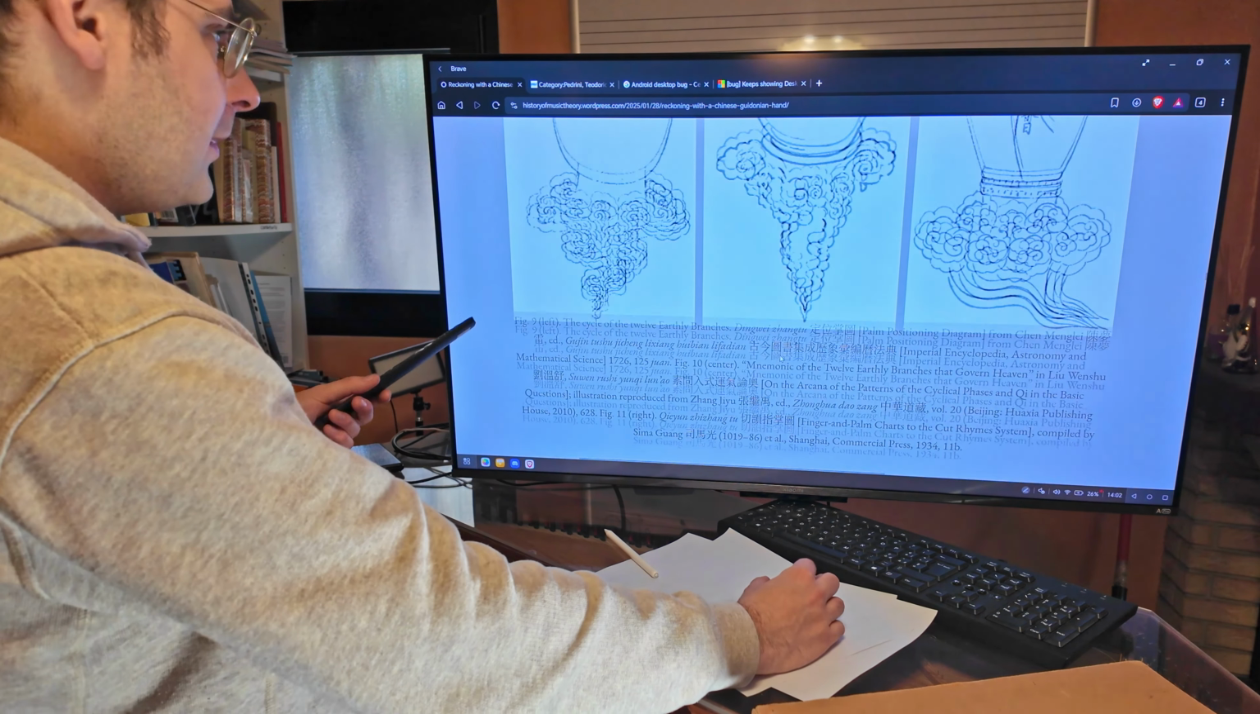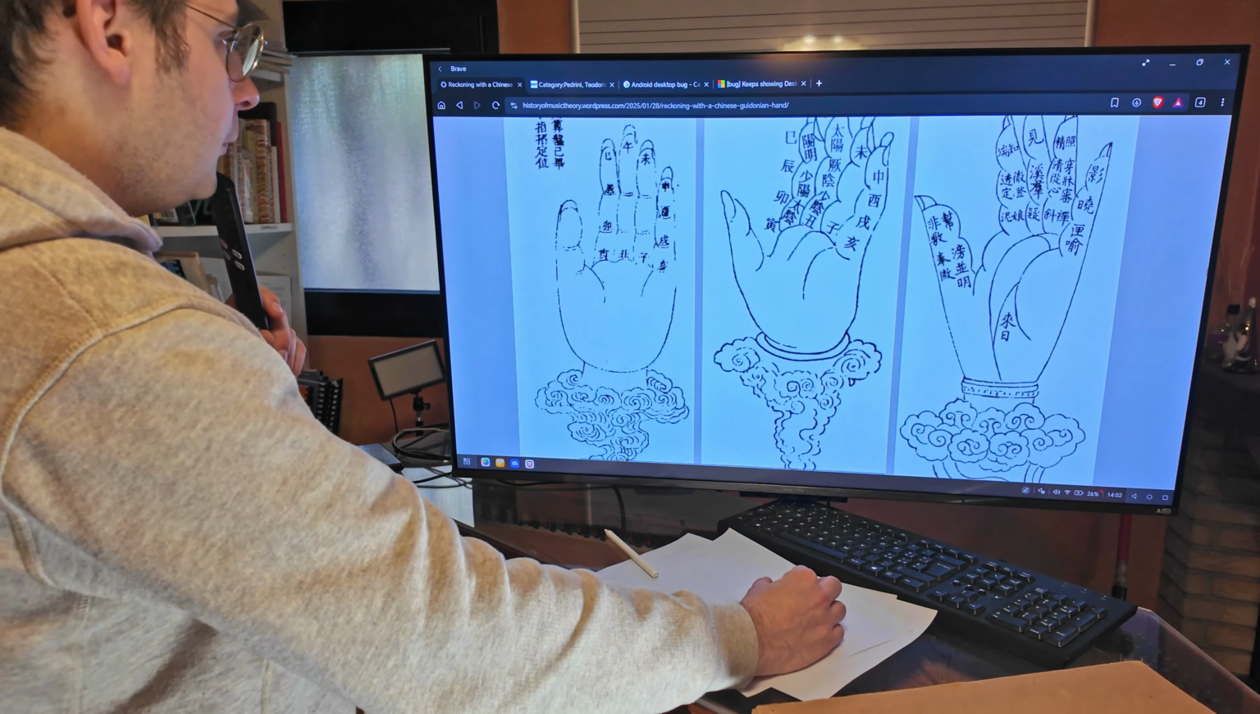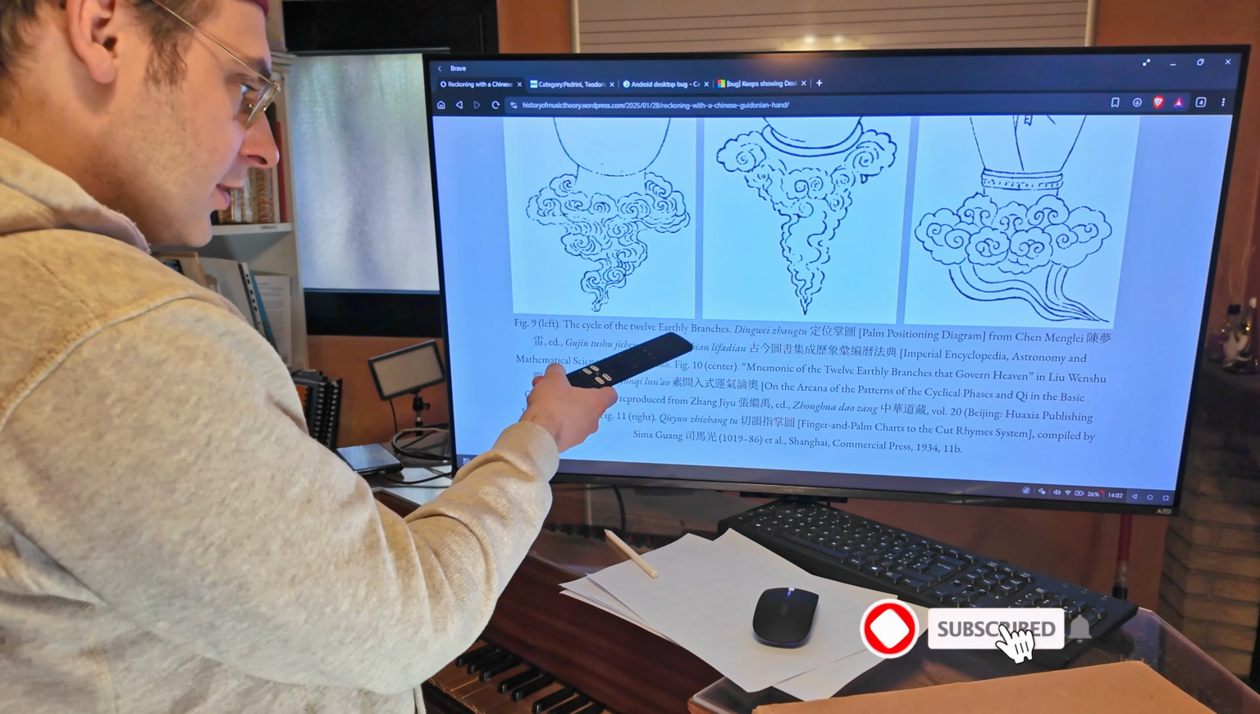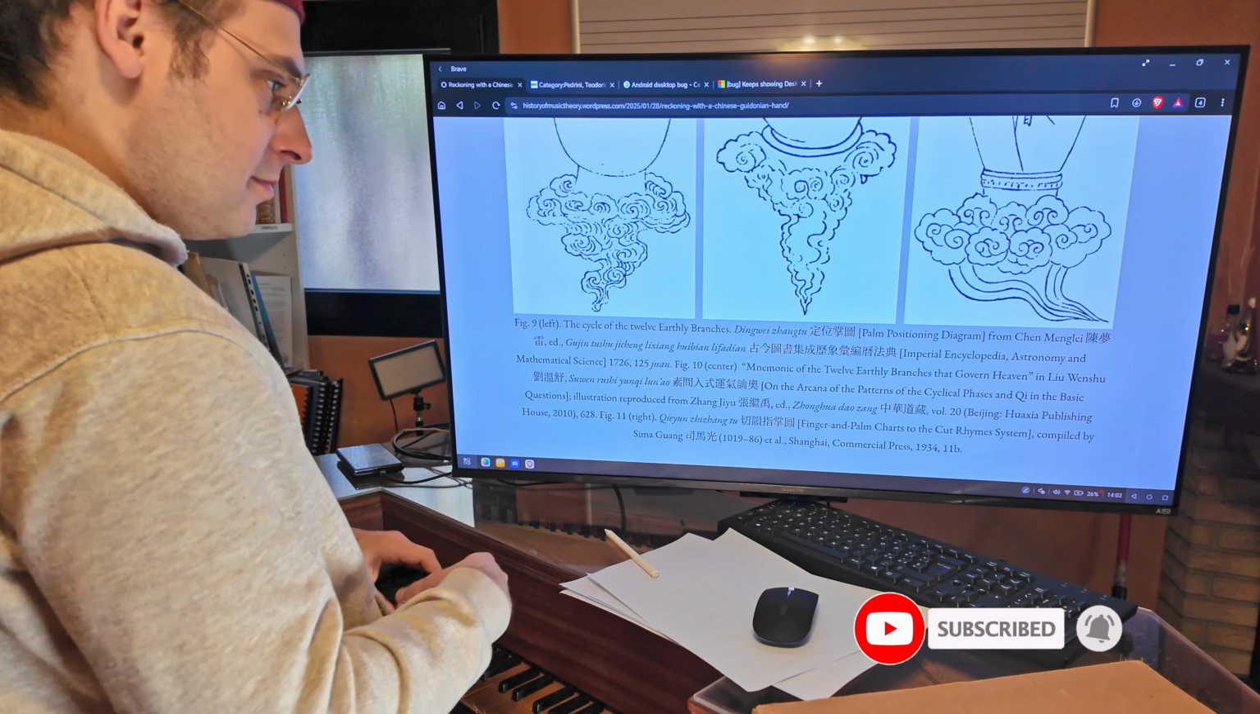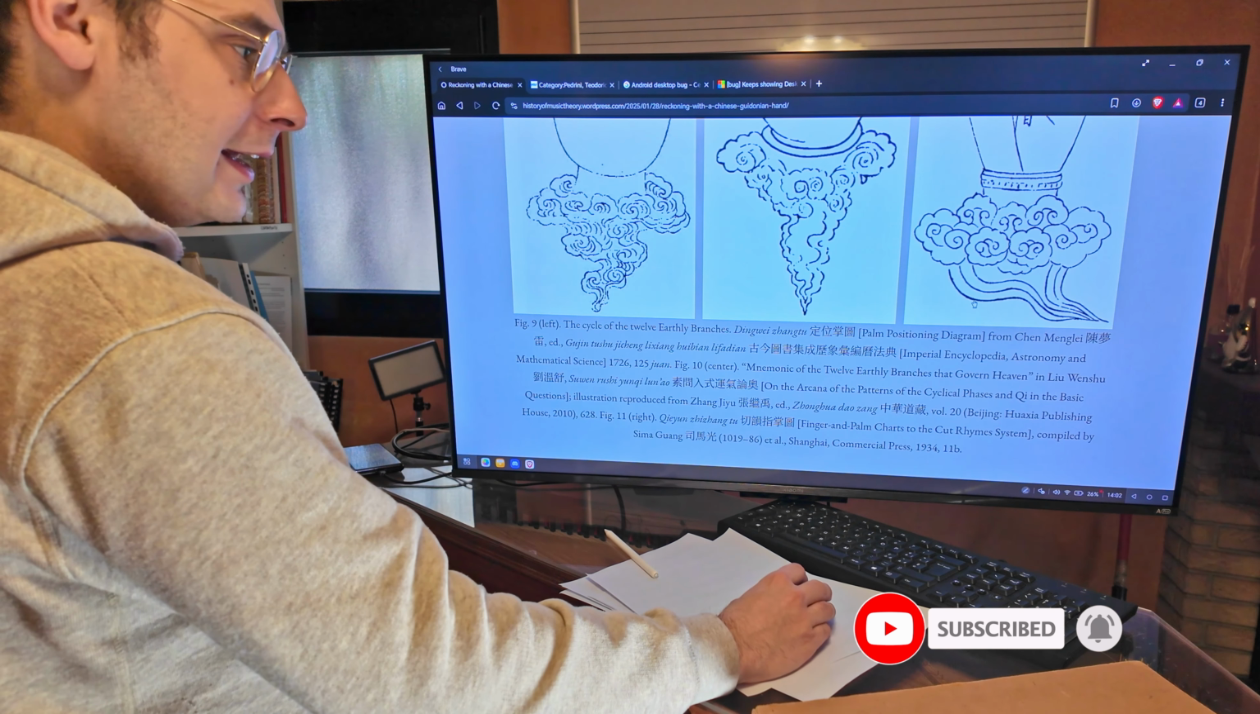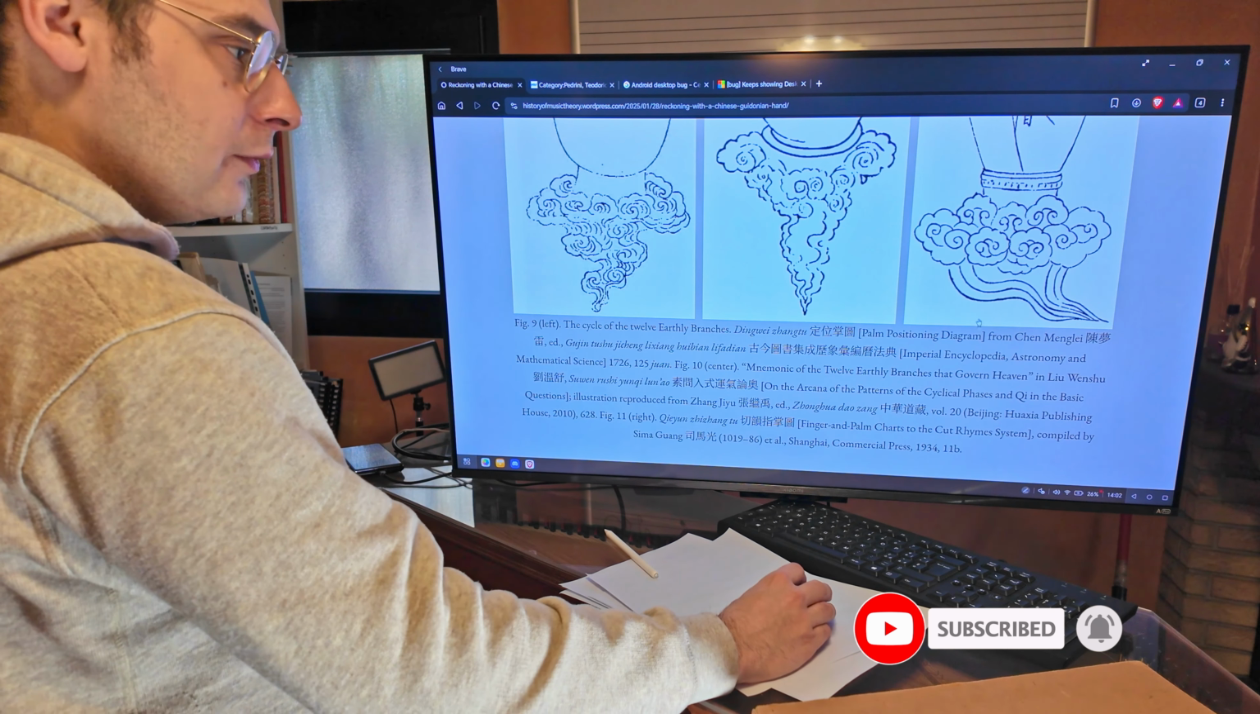Okay, so figure number 9. Let's see this figure, which seems interesting. Figure number 9, the cycle of the 12 earthly branches. Palm positioning diagram from Chen Mengler. Okay, mathematical science, so this one. Figure number 10, center mnemonic of the 12 earthly branches.